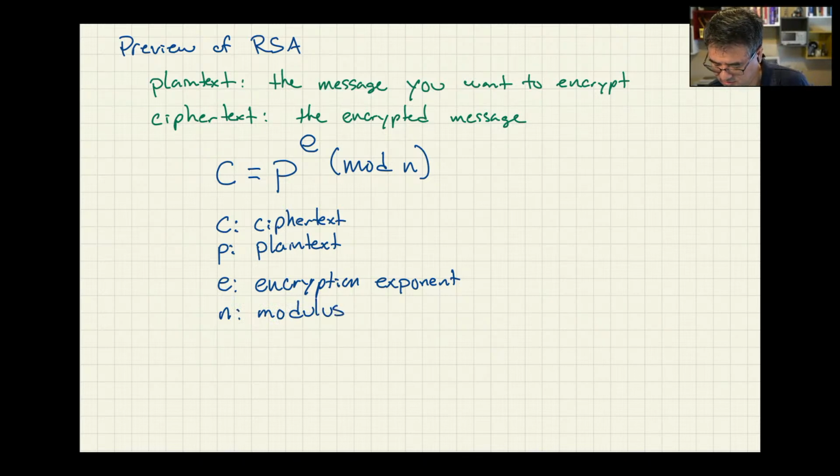And there's a restriction on the modulus. N must be greater than P. So whatever value you're using for your plain text, the modulus has to be bigger than that. So if you're using a 40-bit value for your plain text, your modulus has to be bigger than 40 bits. 41 would be enough.